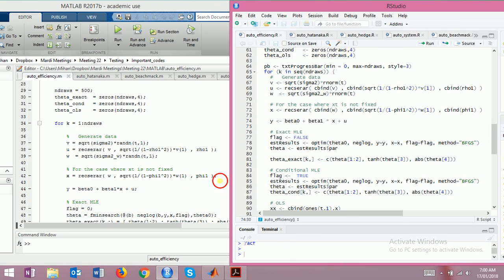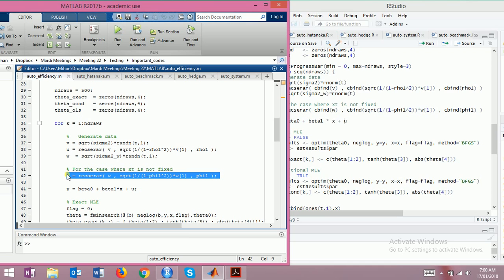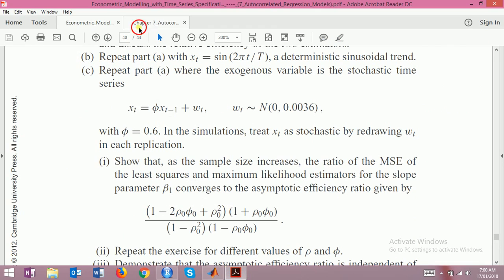This is the new thing here. If x is not fixed, then we run a recursive series on x with the residual of x coming up here in w, right? So 1 minus phi w1 phi. This is something we have also shown. We have also seen. How? Let me show you. Amazing.